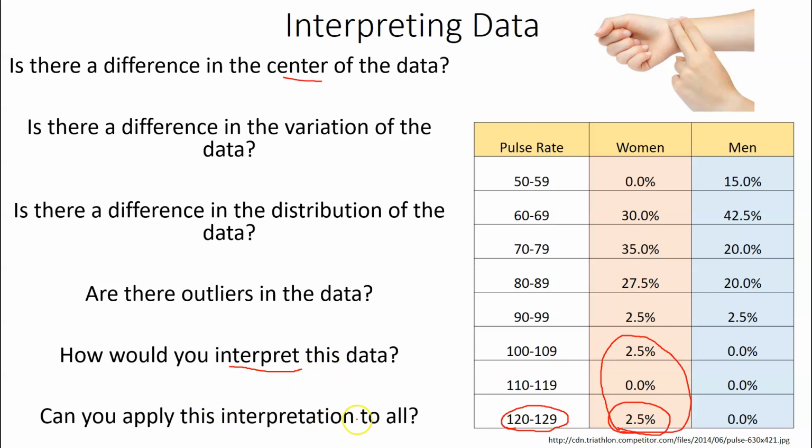Can you apply this interpretation to all? No, I would say there's always going to be exceptions to this kind of thing. So you've got to be careful on what you use as assumptions. Can I assume that this applies to everything? No, but it gives you a pretty good, decent look: men in general will have lower, women in general will have higher, and women because of pregnancy have some differences going on down at this end.